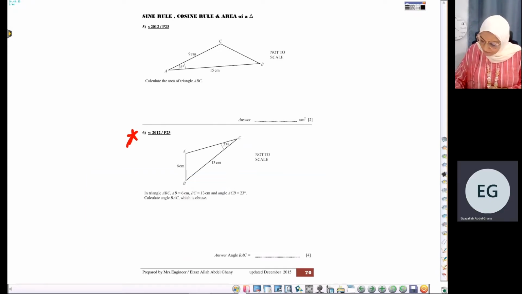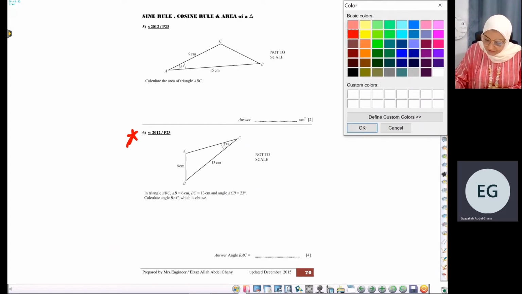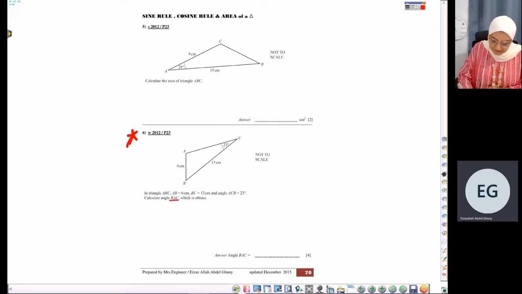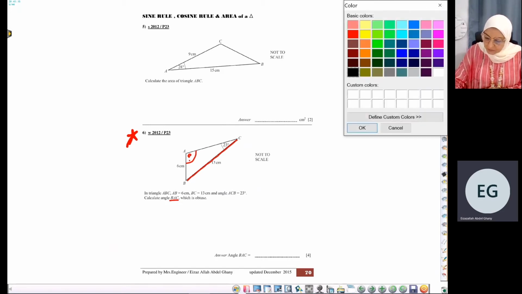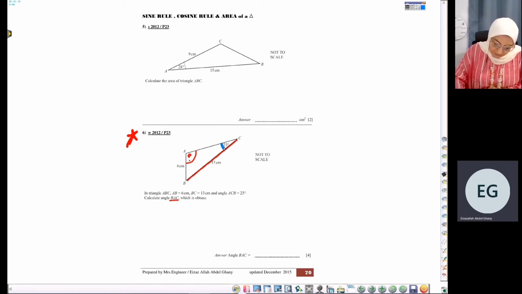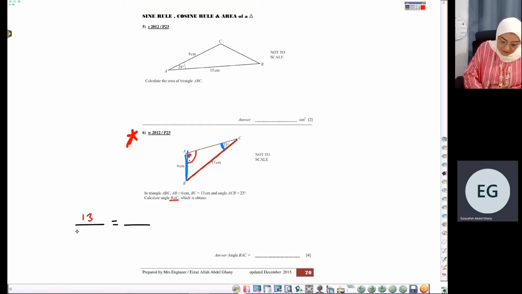So now, where is the unknown? I need to write a question mark on it. BAC, the letter in the middle, which is letter A, is the angle. So this angle, we need it. It's the red one related to this red side. And this blue angle is related to this blue side. As we said before, dash equals dash, and then cross multiplication. We say side over sine, the red one, over sine, the red angle.